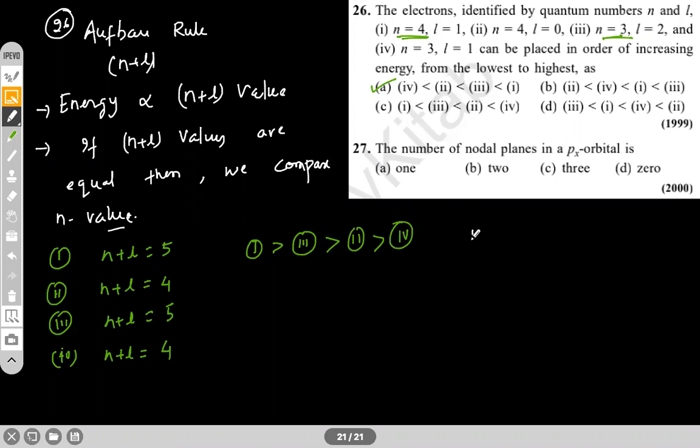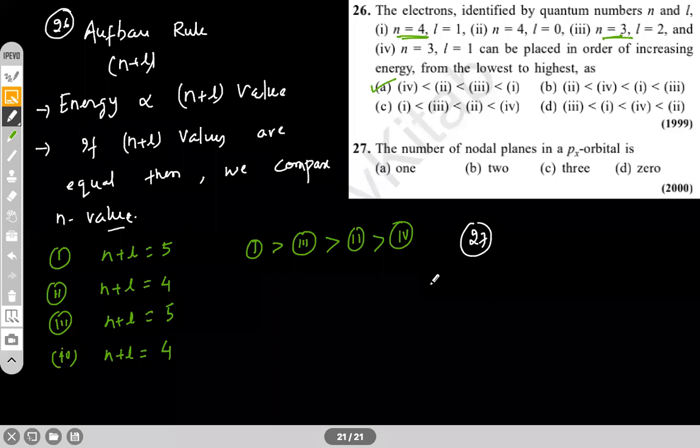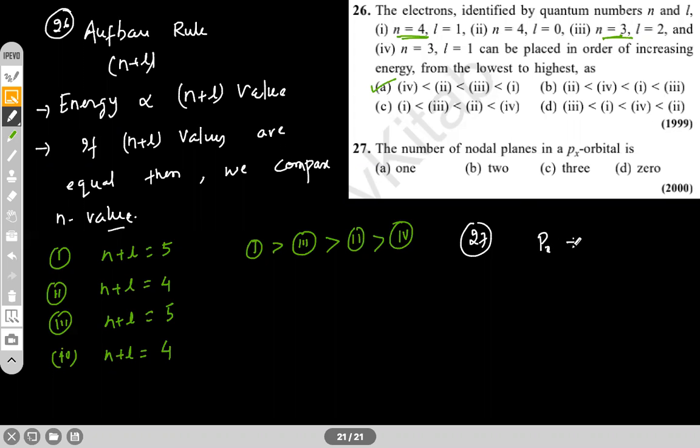Okay, now question number 27. The number of nodal planes for Pxy has only one nodal plane, that is the YZ plane. Hence, the answer for this one is option 1, that is only one, right? Perpendicular to the plane of x axis, that is the YZ plane.